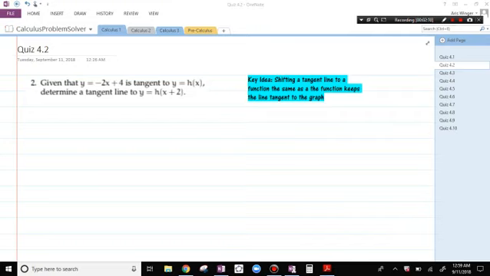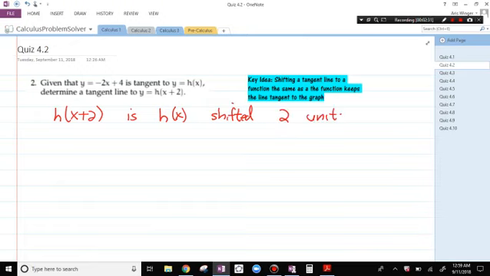Given that y equals negative 2x plus 4 is tangent to y equals h of x, determine a tangent line to y equals h of x plus 2. Now, h of x plus 2 is a function, and it is just h of x shifted 2 units left. The key idea here is that shifting a function shifts the tangent line to the graph the same way.